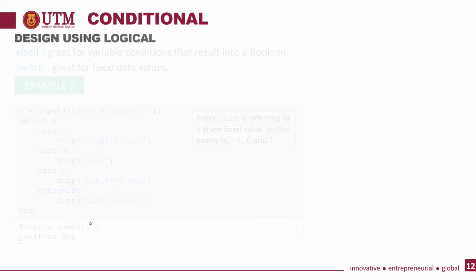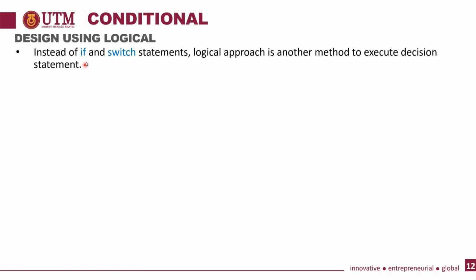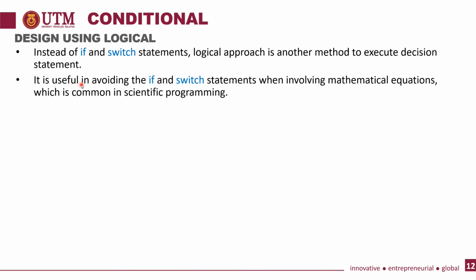All right, next is design using logical. How do you design using logical? Instead of if and switch statements, the logical approach is another method to execute a decision statement. So instead of using if and switch conditions, you can also use a logical approach. But how do you use it? Let's take a look. It is useful in avoiding if and switch statements when involving mathematical equations, which is common in scientific programming. So design using logical is usually used inside mathematical expressions or equations.